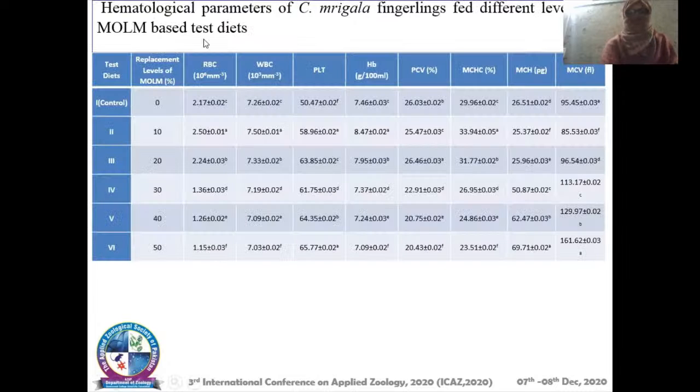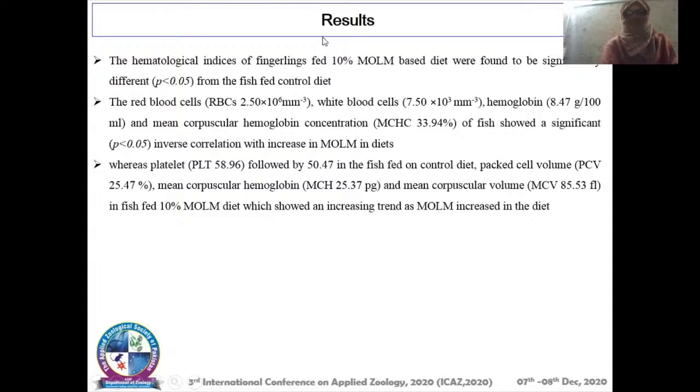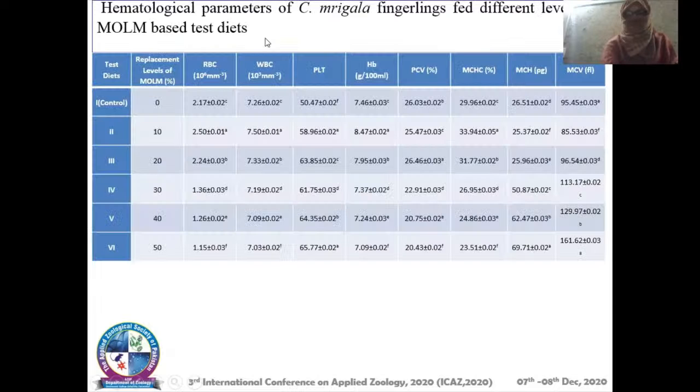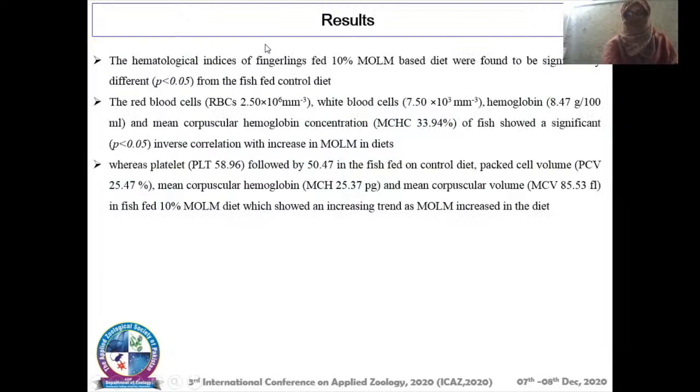This table shows hematological parameters at different levels of moringa leaf meal inclusion. The results of hematological parameters.